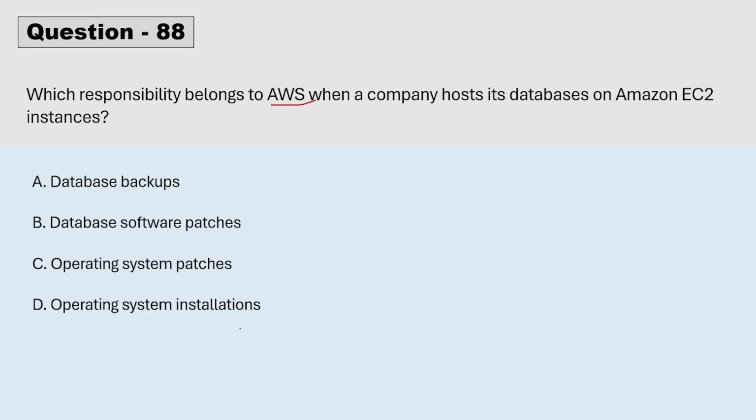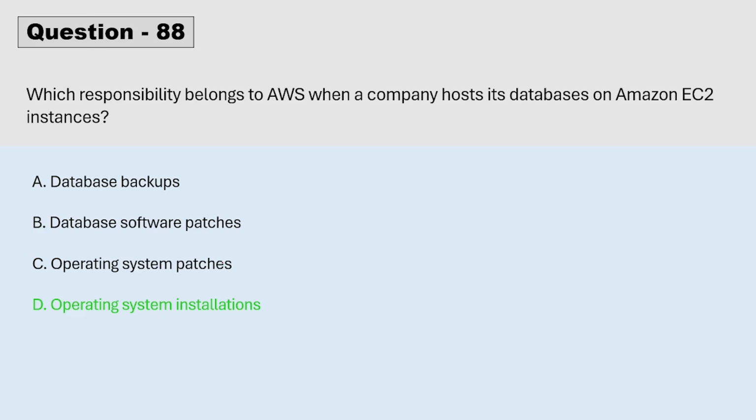Okay, now let me reveal the correct answer. The correct answer here will be operating system installation, because AWS takes care of installing and maintaining the operating system on the EC2 instances. This is a part of the underlying infrastructure managed by AWS as a cloud service provider, because obviously if an EC2 instance is given by AWS to you, they will not just give you hardware. The operating system will be already installed on that, right?